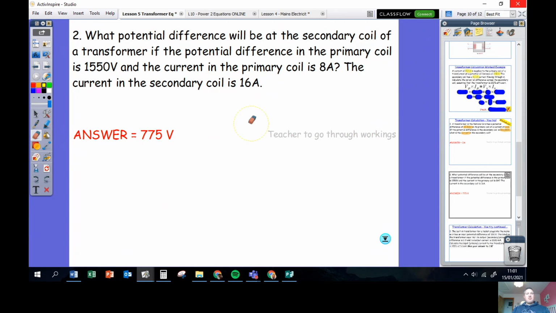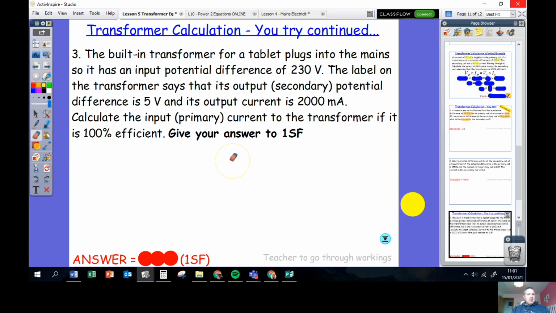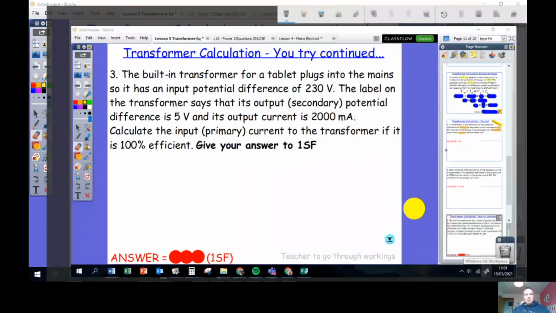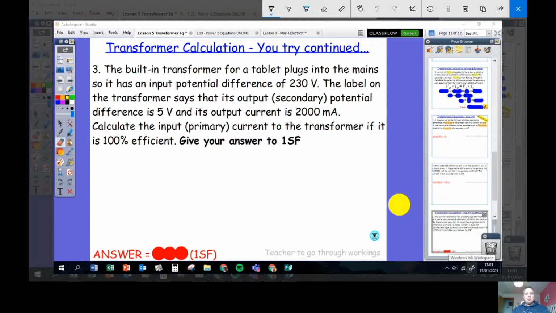Awesomeness. Third one on this worksheet. Let's have a look. The built-in transformer, I'm just going to get my sketch pad up here. The built-in transformer for a tablet plugs into the mains, so it has an input potential difference of 230 volts. The label on the transformer says that its output potential difference is 5 volts and its output current is 2000 milliamps. Calculate the input current to the transformer if it's 100% efficient.